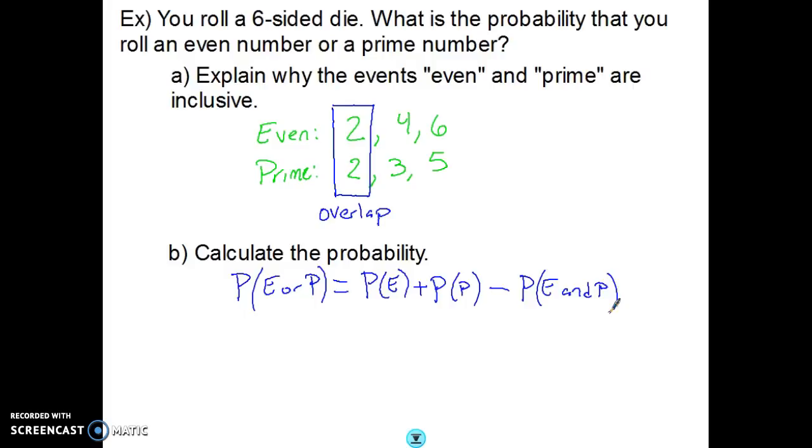So the probability that it's even is pretty easy to calculate. There are 1, 2, 3 successes out of 6 total options on a six-sided die. Probability that it's prime, there are actually also 1, 2, 3 options out of those 6 total possibilities. And for even and prime, there's only one case, that it's a 2. So that means there's a 1 out of 6 probability that it's even and prime. So we just add these up. 3 out of 6 plus 3 out of 6 is 6 out of 6. Minus 1 out of 6 gives us a total probability of 5 out of 6.